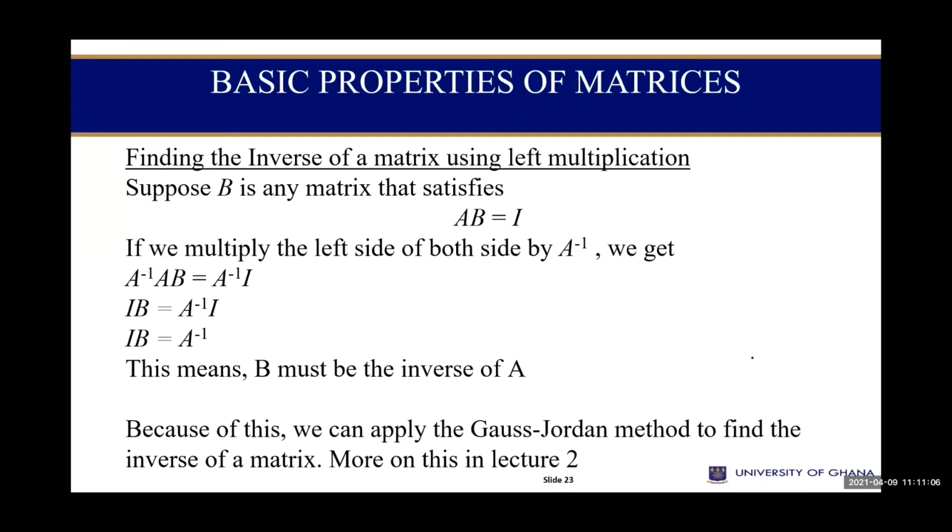Good. So by way of operation, if I want to find the inverse of a matrix using the left multiplication, what I just discussed, then we can use this rule all the way to say that B will be equal to the inverse of A. If I apply this rule, that is the left multiplication rule, how do I solve for that? We'll be using a method called the Gauss-Jordan method. There are several methodologies we can use to find the inverse of the matrix we are looking for.